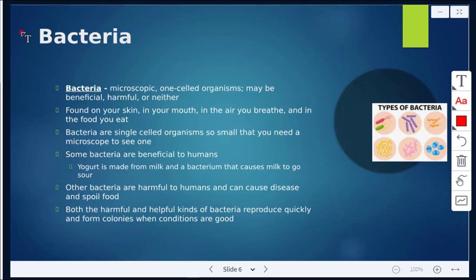So some bacteria are beneficial to humans. For example, yogurt is made from milk and a bacterium that causes the milk to go sour. You'll also find bacteria in our intestines that are there to make some vitamins for us. And other bacteria are harmful to humans and can cause disease and spoil food. Both the harmful and helpful kinds of bacteria are able to reproduce very, very quickly and form colonies when conditions are good.